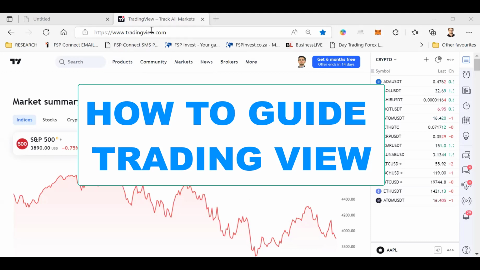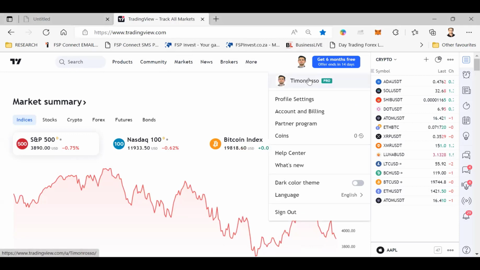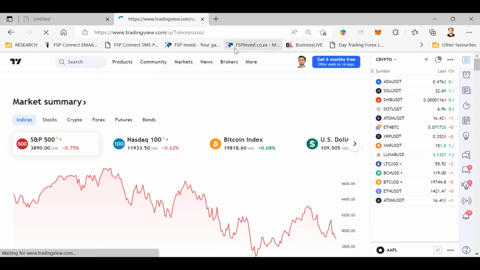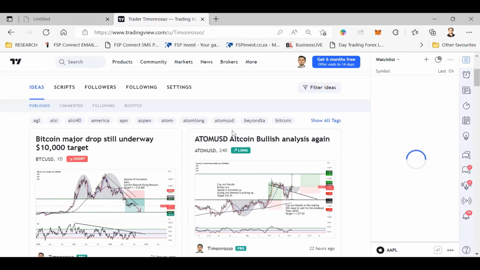All right, so here it is, tradingview.com. As you know, I've gone pro for the first time in 10 years. And you know, I'm a stubborn guy when it comes to joining certain trading platforms and charting platforms. But this one, I'm just so amazed with.